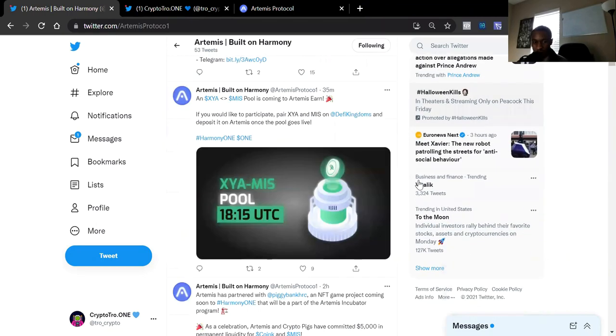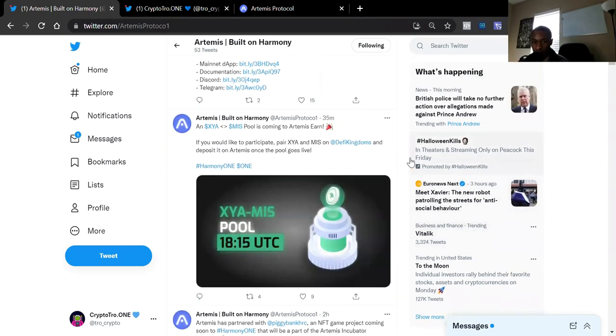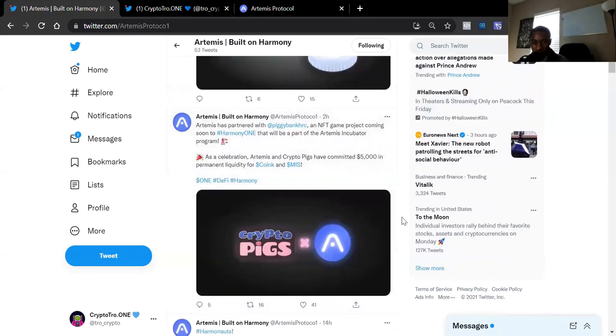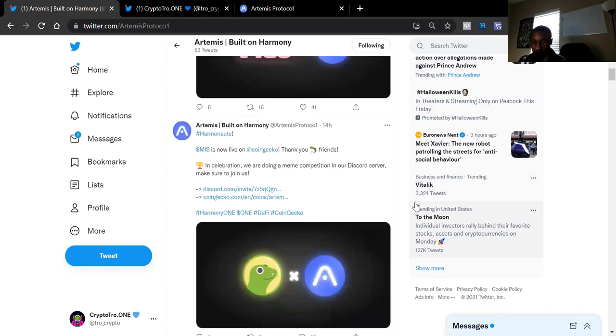So just going through a couple of tweets, we see the XYA in the ARTEMIS pool is coming to ARTEMIS Earn. You can pretty much participate when you pair XYA and MIS on DeFi Kingdoms and deposit it on ARTEMIS once the pool goes live. So DeFi Kingdoms is the DEX ARTEMIS is using currently. That's where you can get some ARTEMIS if you would like to. We see ARTEMIS has also partnered with Piggy Bank, and it will be a part of the ARTEMIS incubator program. And they have committed $5,000.